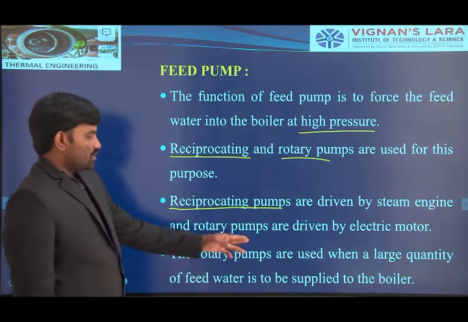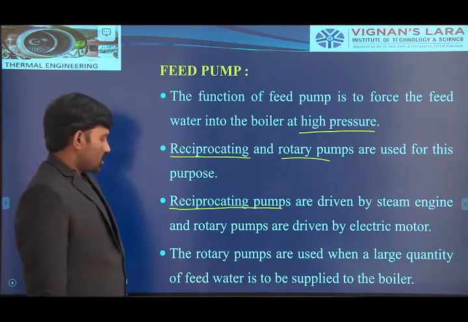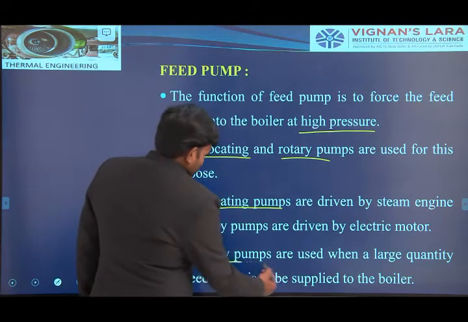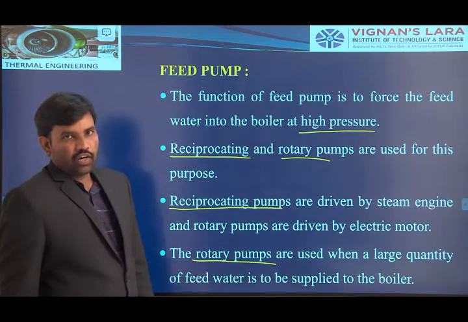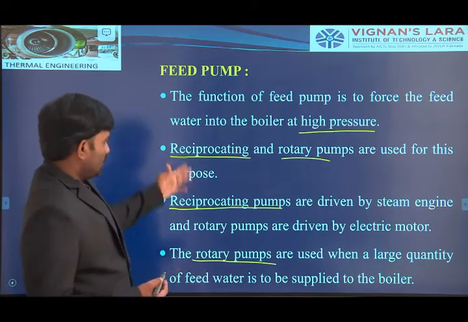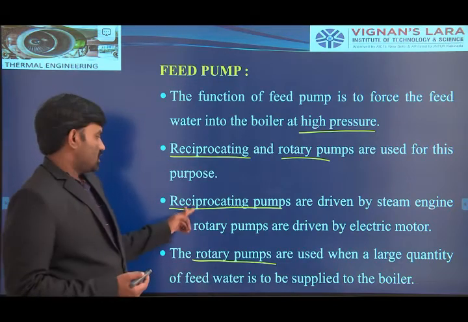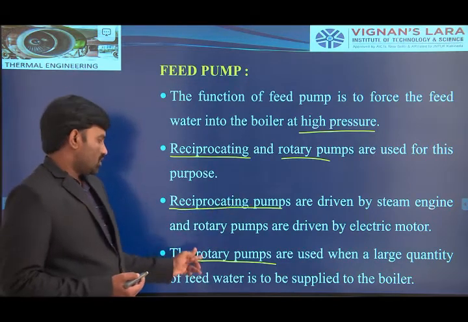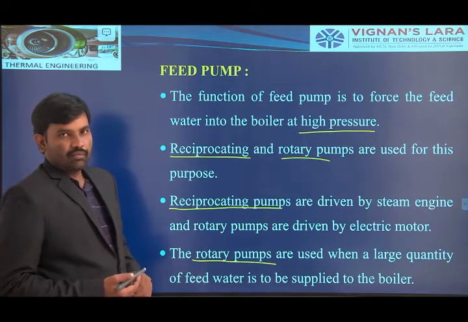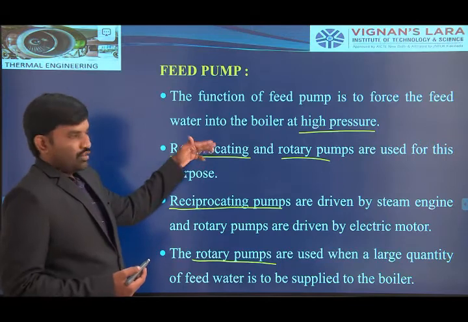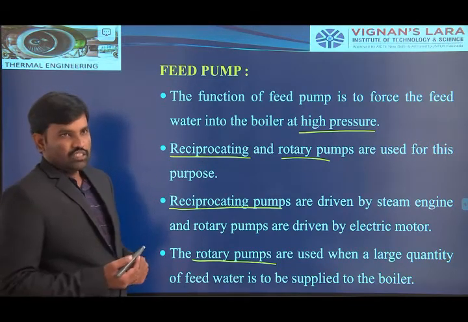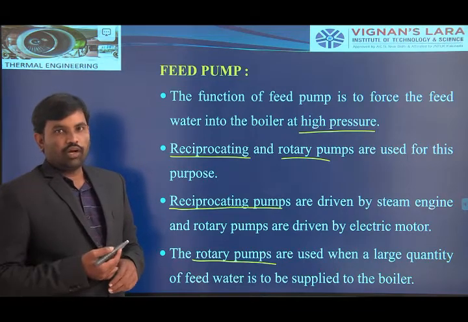Rotary pumps are used when a large quantity of feed water is to be supplied to the boiler. We can use rotary pumps whenever the requirement of water is high. These are the different types of pumps: the first is the reciprocating pump and the second is the rotary pump. These two types of pumps help us increase the feed water flow rate in order to increase the steam generation rate and the efficiency of the boiler section.